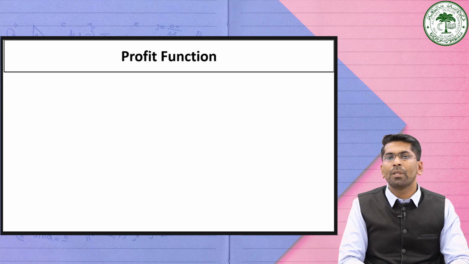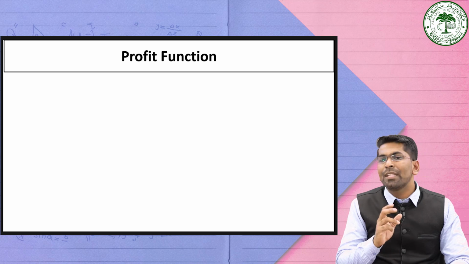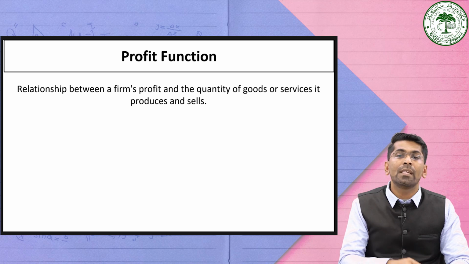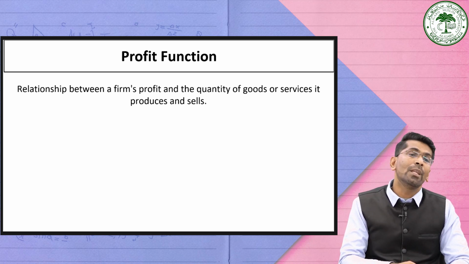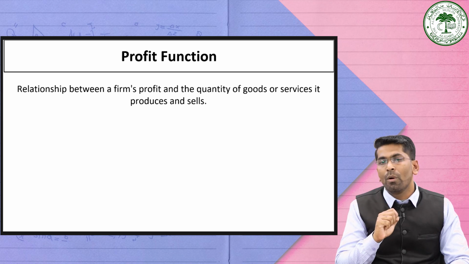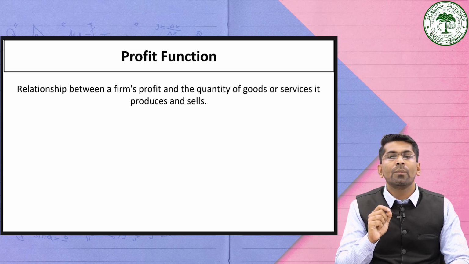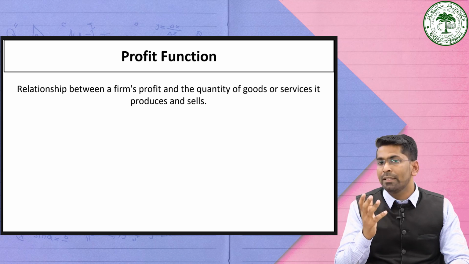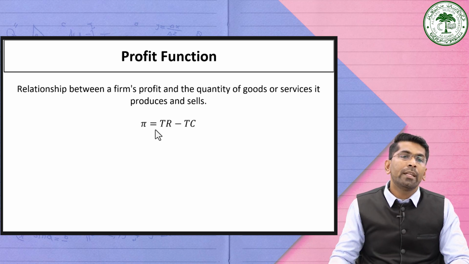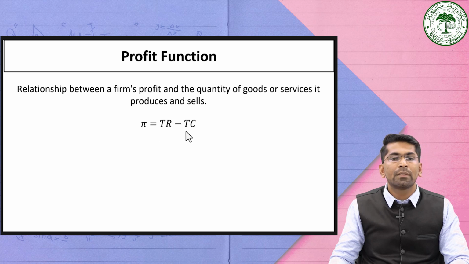Now we have another function which is known as the profit function. The profit function represents the relationship between the firm's profit and the quantity of goods and services it produces and sells in the market. It is calculated as the difference between the total revenue and the total cost. If TR is the total revenue and TC is the total cost, then the profit function can be generally written as pi is equal to total revenue minus total cost.